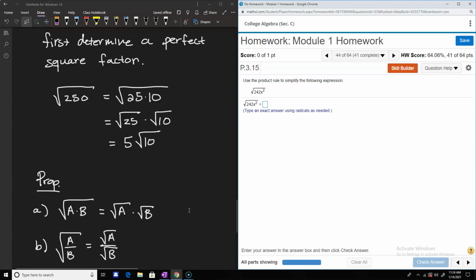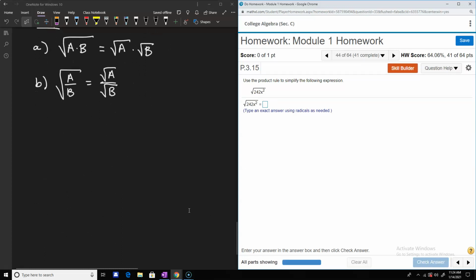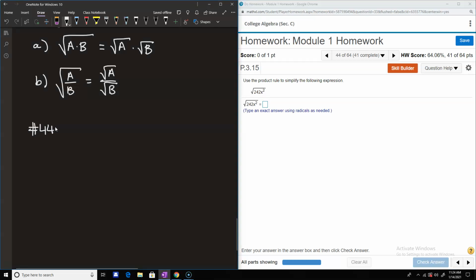Okay. We're going to do the same thing here. Again, we have some x's involved, but we know that square roots cancel out with squares, so we can just treat the letters as if they were regular numbers. So number 44, we have this square root of 242 x squared. So we'd like to know, do we see a perfect square factor of 242? I'm trying to think. Half of it would be 121, and we know 121 is 11 squared.